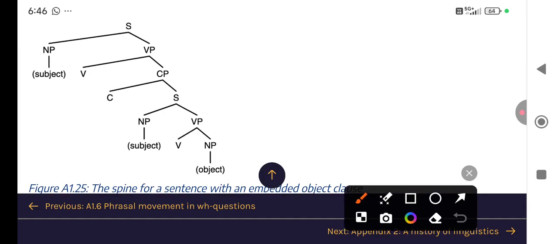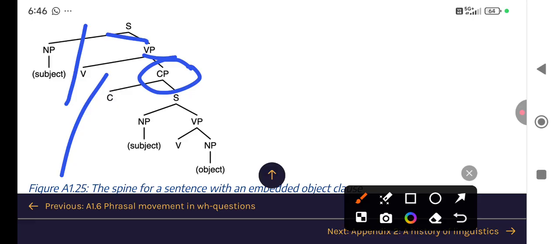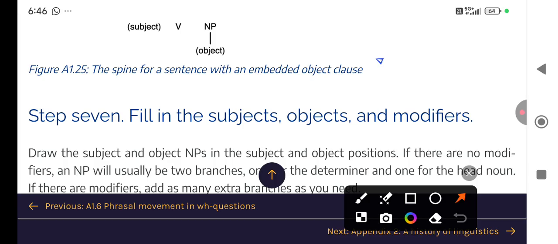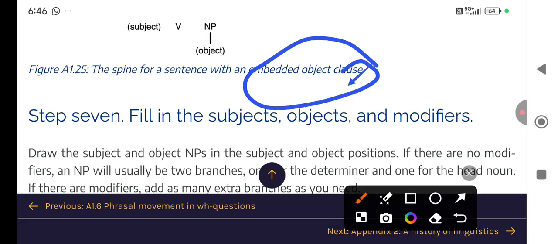Sentence, right? Subject noun phrase, VP, verb, and then suppose there is a clause, an object clause, which acts as the object. So then in the verb phrase, you have to write the clause phrase, then you have to drop the clause, and this way you analyze. Okay, so the spine for the sentence with an embedded object clause. Suppose an embedded object clause is there, then you have to write it this way.